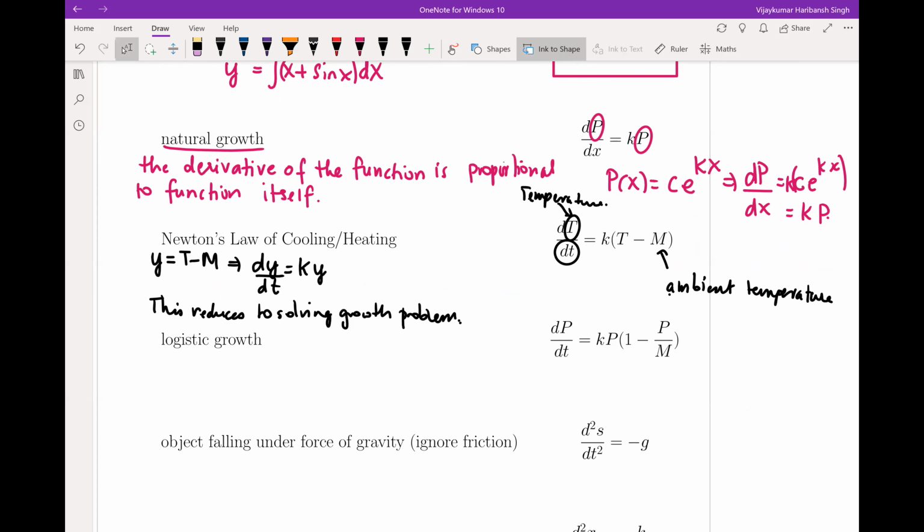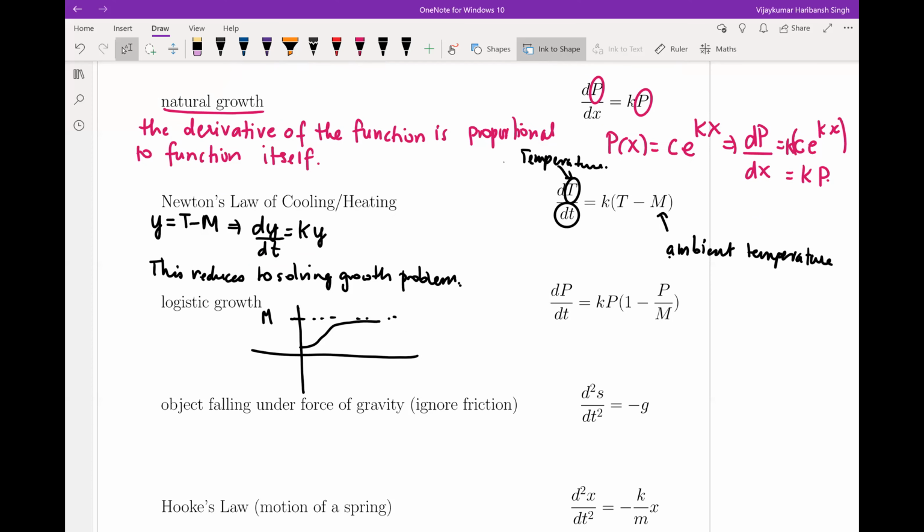Another one is logistic growth. We will see the solution of it soon. Logistic growth looks like this: there is a maximum carrying population, and this is how the logistic growth curve looks. We will solve this.